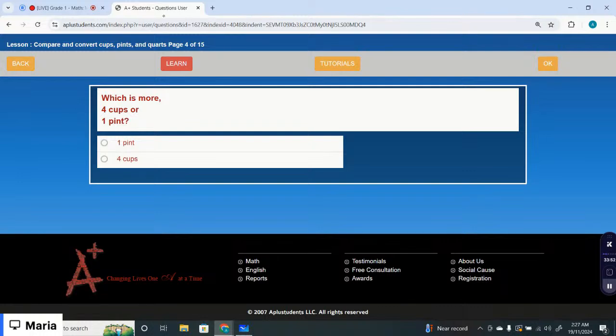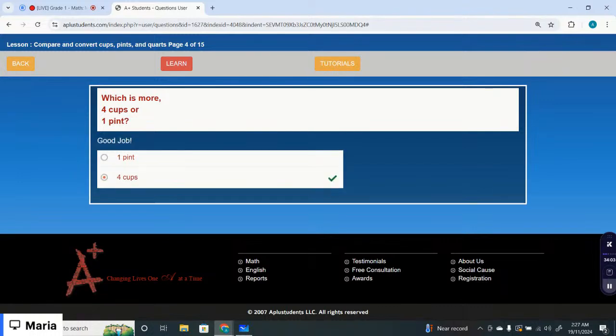The correct option is 4 cups is more than 1 pint. Why? Because 1 pint is equal to 2 cups. So then obviously 4 cups is more than 1 pint. Option number 2 is the correct option.